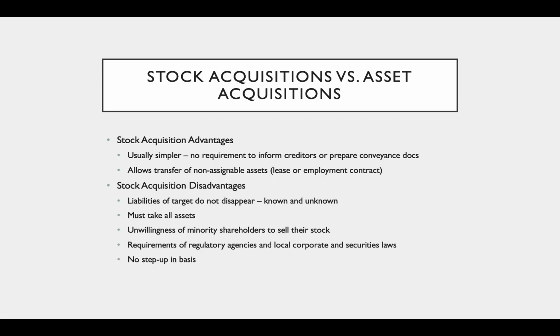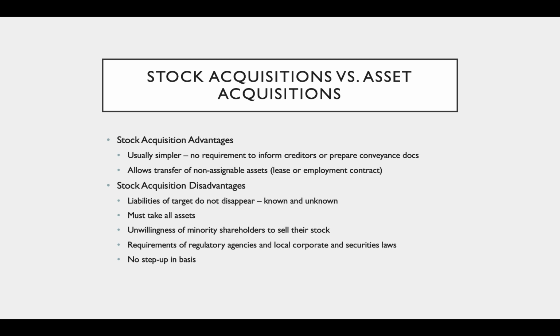Okay, so why would I choose a stock acquisition or an asset acquisition? A stock acquisition is usually easier to do. It's simpler. There's no requirement to inform creditors or prepare conveyance documents in a stock acquisition, and it would allow the transfer of non-assignable assets. So this target corporation might have employment contracts, lease contracts, ownership of things that are not transferable. If we did an asset sale, I would not get to retain those. But in a stock transaction, the target can stay intact, and therefore I can retain those non-assignable assets.